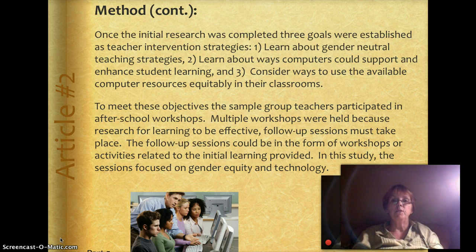To meet these objectives, the sample group teachers participated in after-school workshops. Multiple workshops were held because research shows that for learning to be effective, follow-up sessions must take place. The follow-up sessions could be in the form of workshops or activities related to the initial learning provided. In this study, the sessions focused on gender equity and technology.